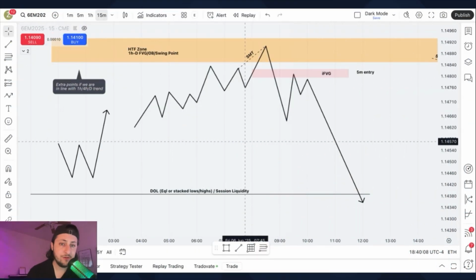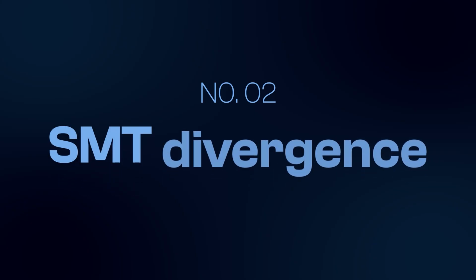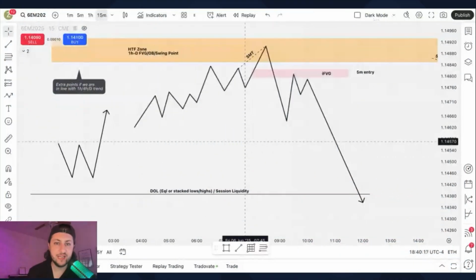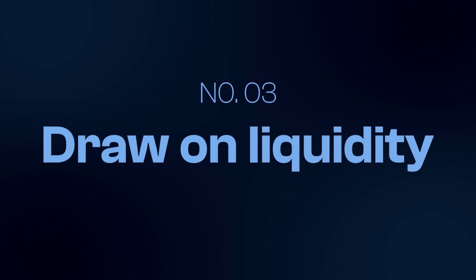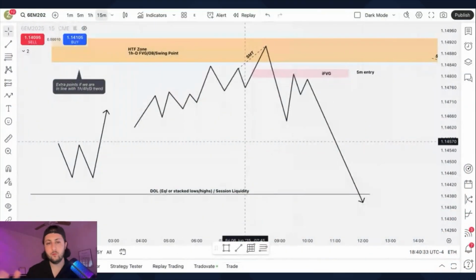in the form of a fair value gap, order block, or swing point, nothing below the 1 hour time frame. Number 2, SMT divergence. Of course, we're using examples on the ES and the NQ. So we would need SMT divergence at or around the higher time frame zone. That's confluence number 2. Confluence number 3, we need a draw on liquidity in the form of equal lows, equal highs, session liquidity, Asia low, Asia high, previous day's low, previous day's high, etc.